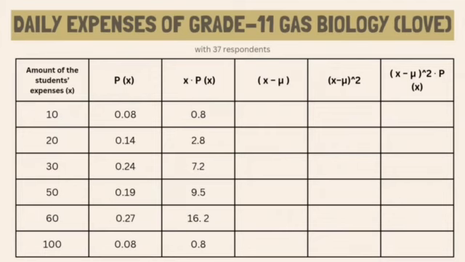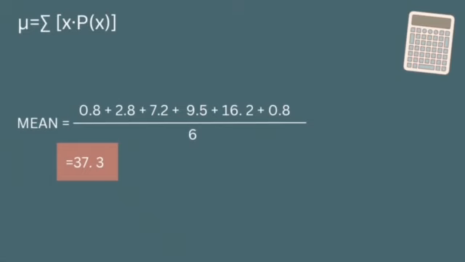As you can see, we have already filled the table with our answers earlier. All we have to do is add all of these answers and divide it, and we can get the mean. It's very easy, right? So what are we waiting for? Let's do it. Now we will get the summation of all the numbers we got from multiplying X and P of X. So we have 0.8, 2.8, 7.2, 9.5, 16.2, and 0.8.